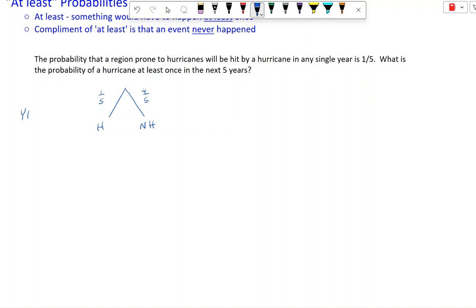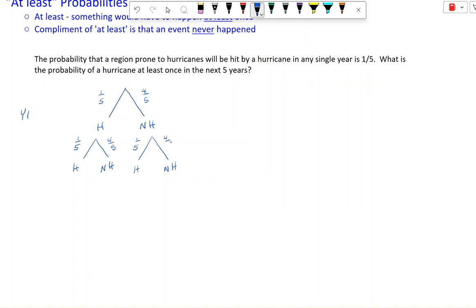Let's look and see what happens for the second year. Remember, we would still have two possible outcomes of hurricane, no hurricane, but this time we put our branches of the tree off of the previous year's possibilities. So we have hurricane, no hurricane, hurricane, no hurricane. Once again, the hurricane probability branch is 1/5 and no hurricane is 4/5.